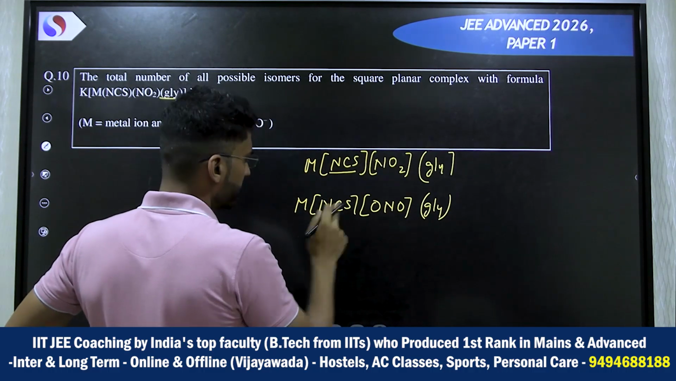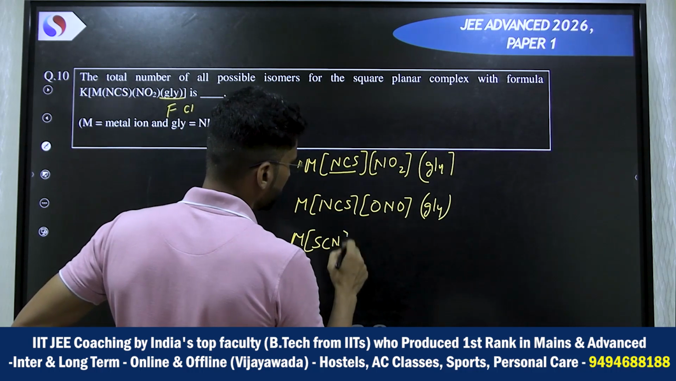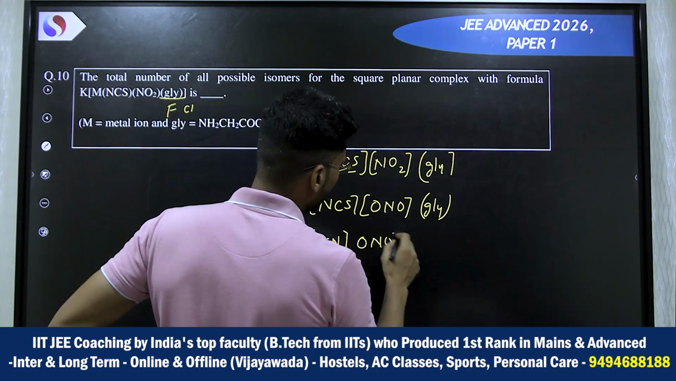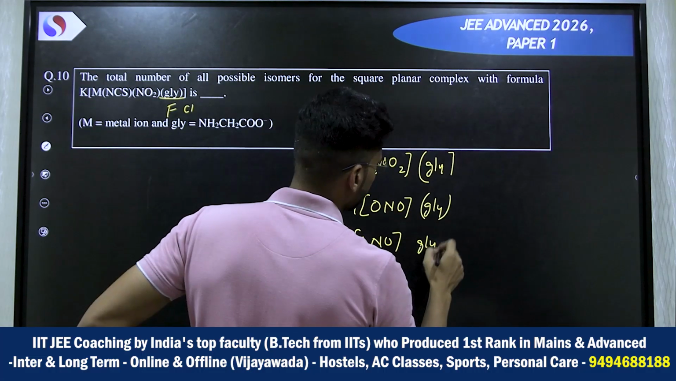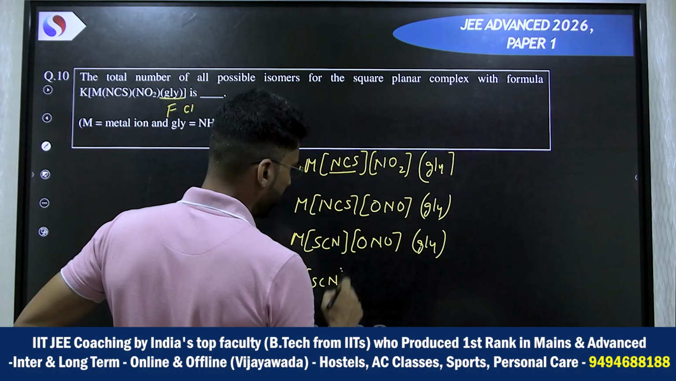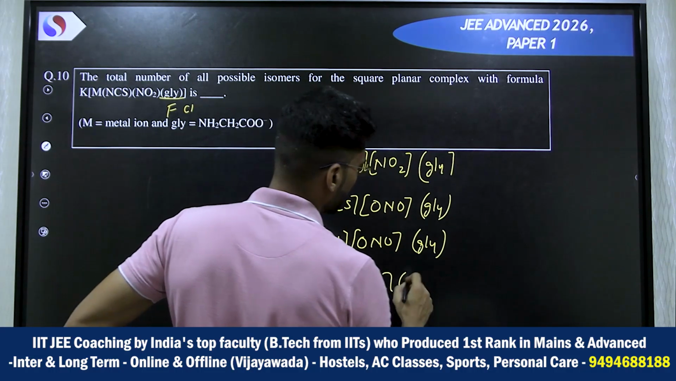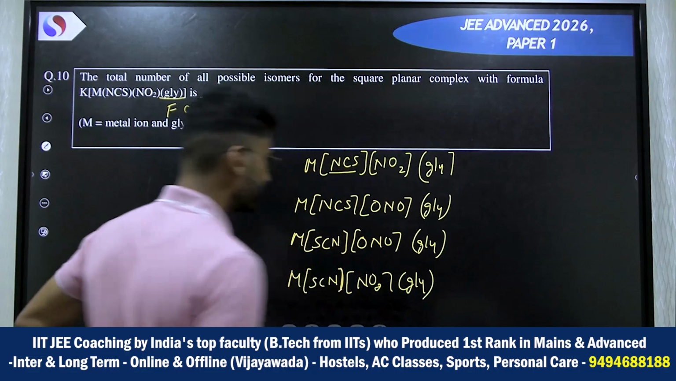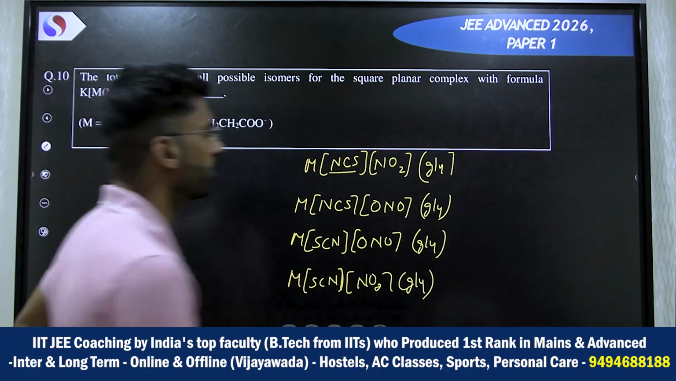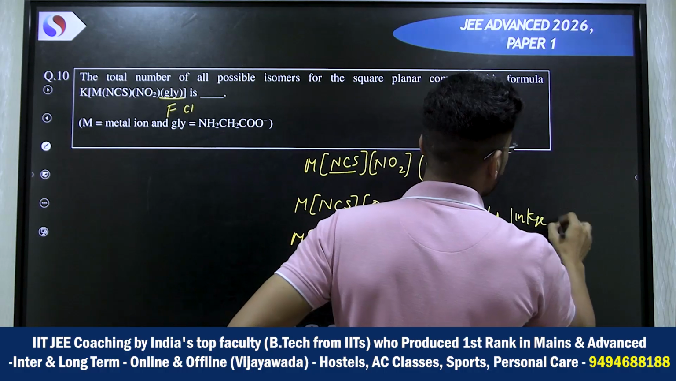Another way, in this case, it can be linked as M-SCN and ONO and glycine. Another, M-SCN, NO2 and glycine. 4 linkage isomers are possible. So 4 linkage isomers possible.